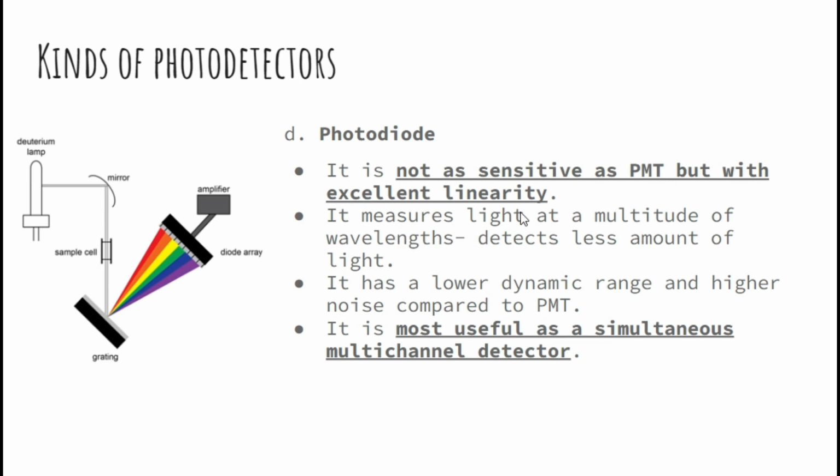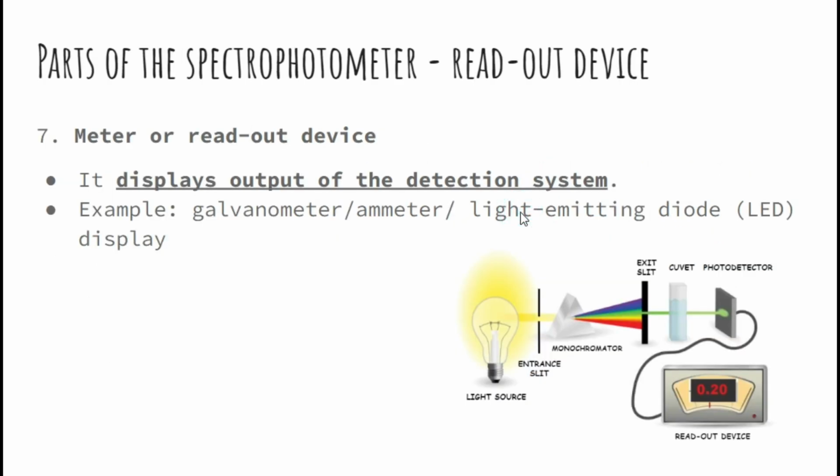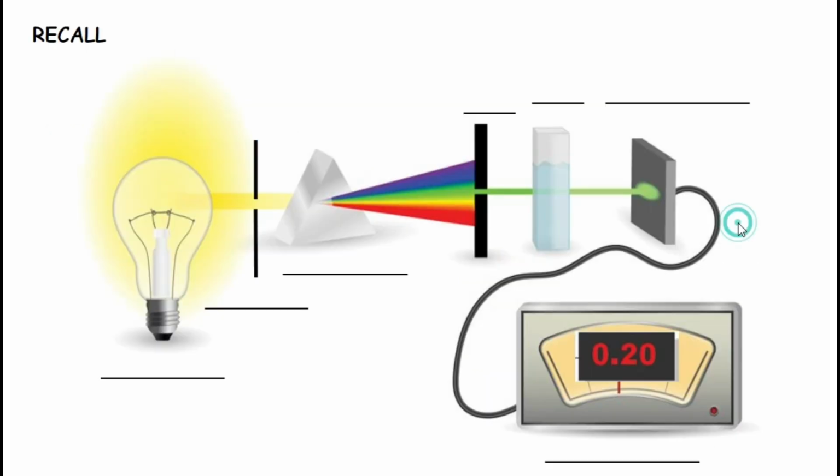So that's a photodiode. And then the last part of our spectrophotometer will be the readout device. So again, this is the last part. This will display the output of the detection system. Dito nyo po mababasa yung final measurement. Good examples are the galvanometer and ammeter. So yun po yung parang katulad sa calculators. LED displays are already also available. Minsan pa may mga touchscreen pa.